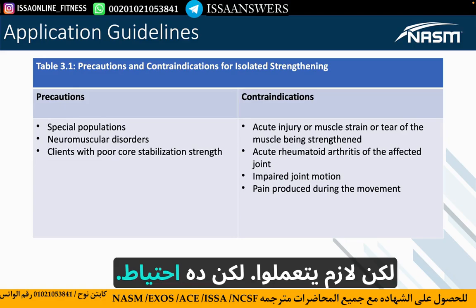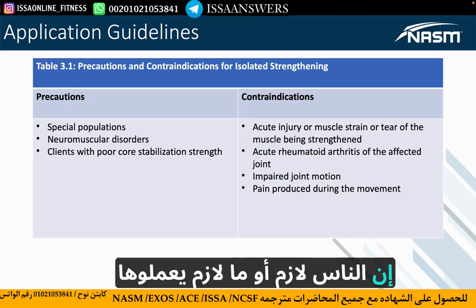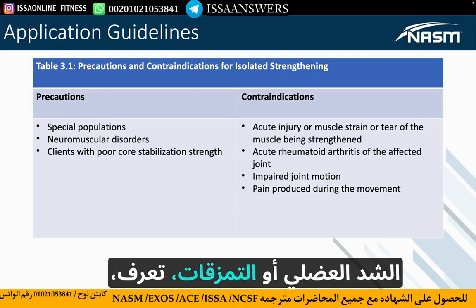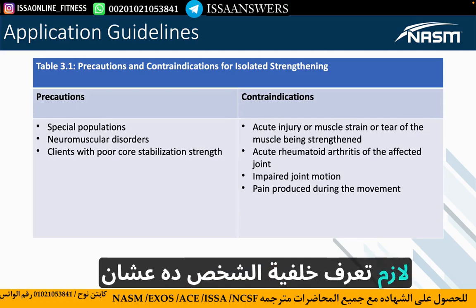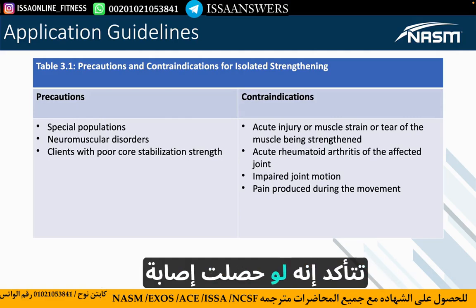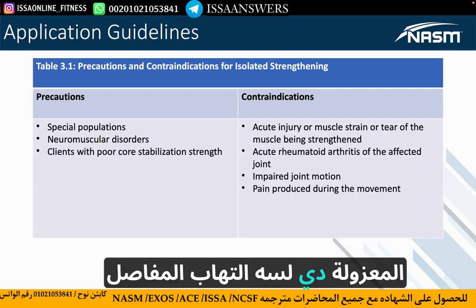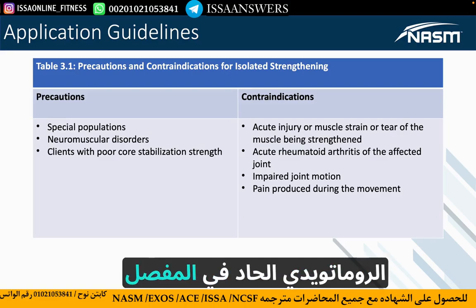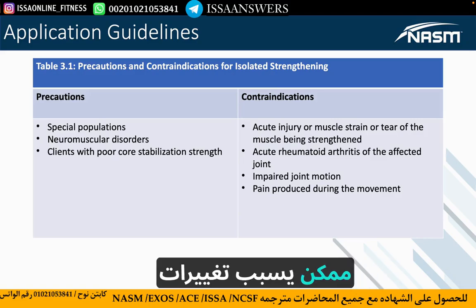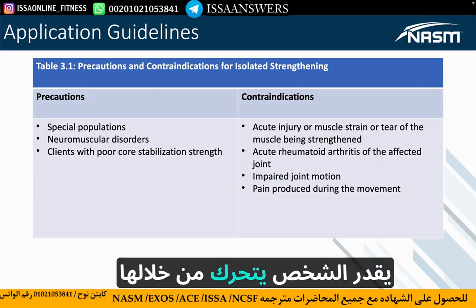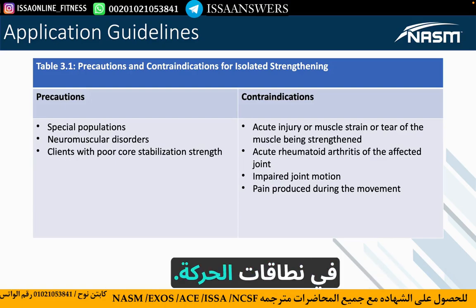But that's a precaution. Contraindications are things that you have to be aware of that people should or should not be doing based on their symptoms. Acute injuries or muscle strains or tears. You have to know the background of that person to make sure that if an injury or a strain or tear has occurred, we can't work on that isolated strengthening yet. Acute rheumatoid arthritis of that affected joint can cause a flare-up. It can cause changes in movement patterns. It can cause changes in the actual degrees that a person can move through ranges of motion.